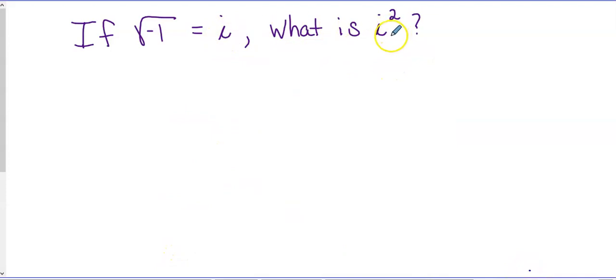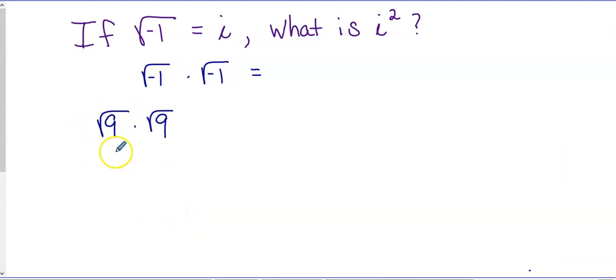I squared would equal the square root of negative 1 times the square root of negative 1. What is that? Think about that for a minute while you look at this one. What is the square root of 9 times the square root of 9? Well, that's 3 times 3, or negative 3 times negative 3, doesn't matter. That equals 9. The square root of 9 times the square root of 9 equals 9.